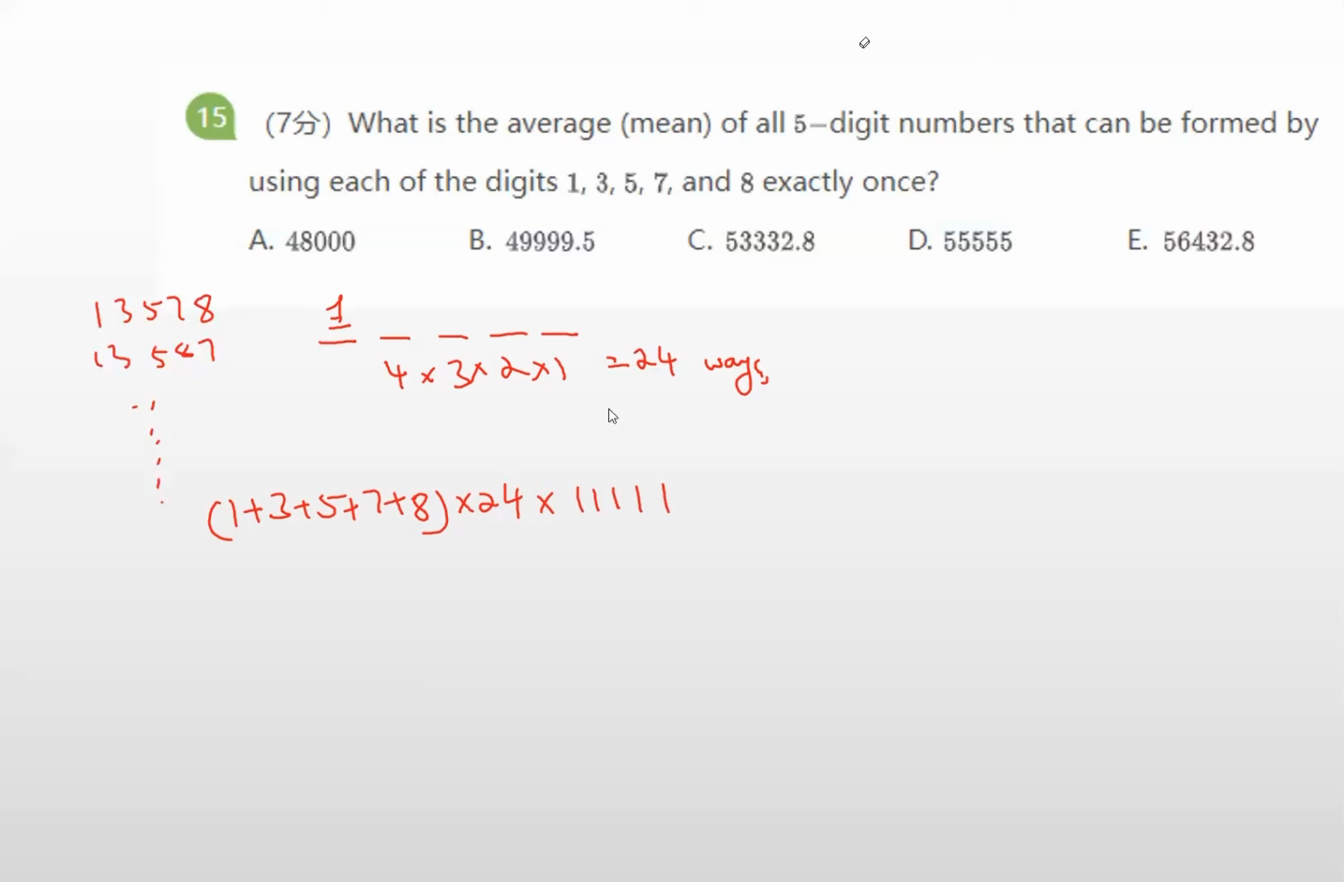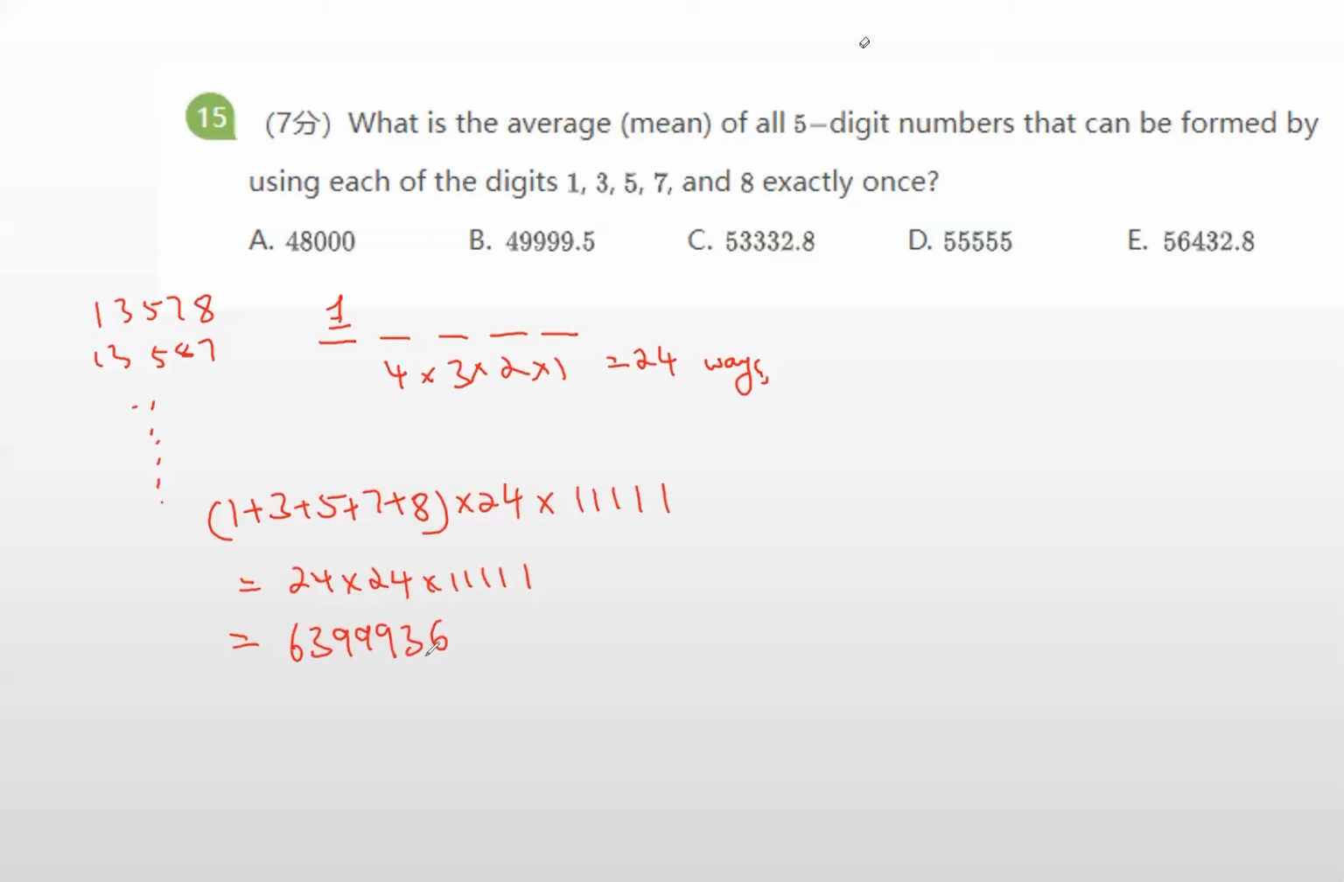And that gives us the total number. If you use your calculator to do it, or if you don't have a calculator, you can just do this quickly. That's 24 times 11111. And 24 times 24 is not too hard. Then if you just do it, you should get 639,996. Now, that's the total of all the 5-digit numbers.